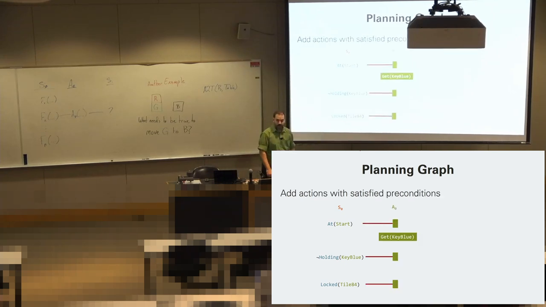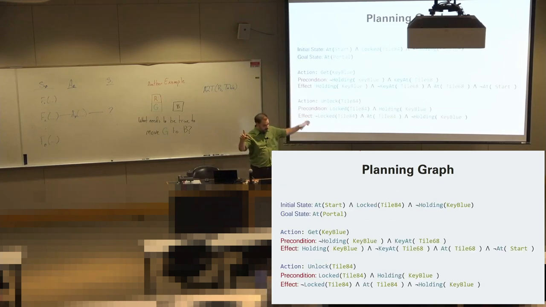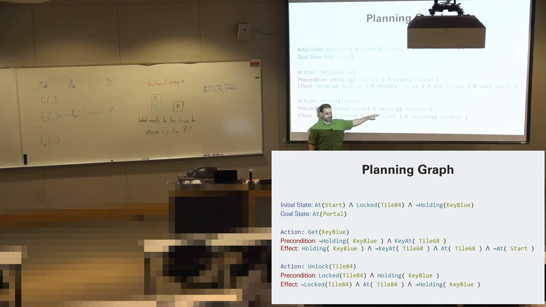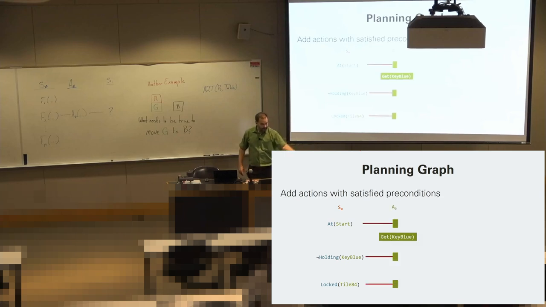Then what? Well, I look at what my possible actions are. Specifically, I only had really one action that was allowed in this case, the get blue key, right? I don't have the ability to do unlock because I'm not holding the blue key, right? So only one possible action is going on here.